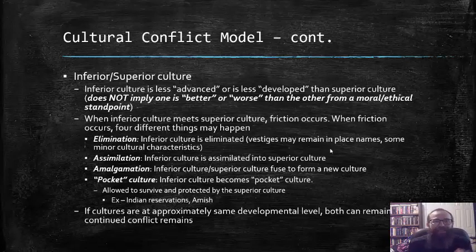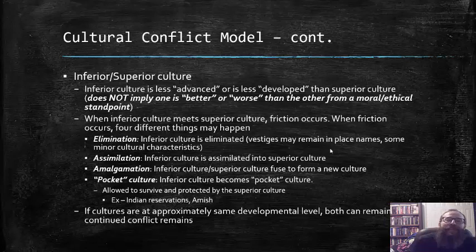The first, elimination. The inferior culture is eliminated by the superior culture. Now, vestiges of that inferior culture may remain in place names. An example of that is, many of the towns, many of the mountains, rivers, etc., here in eastern North Carolina or North Carolina in general have American Indian place names. But for the most part, those cultures no longer exist within those particular areas.